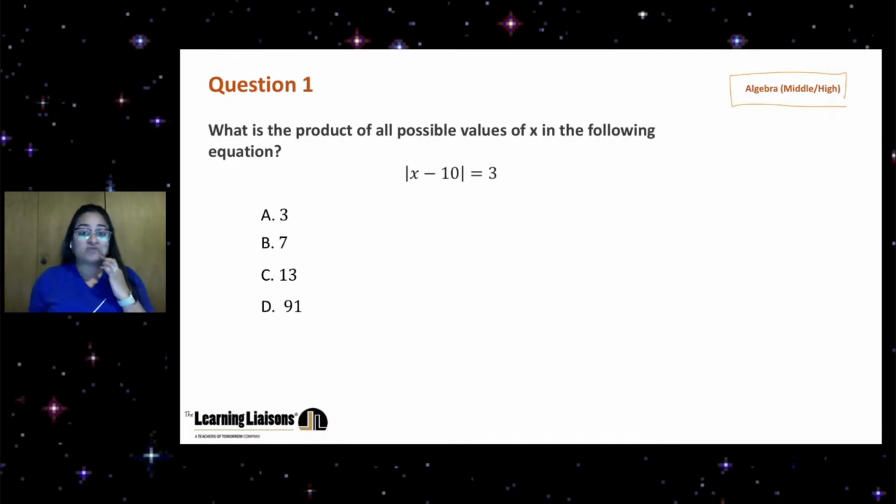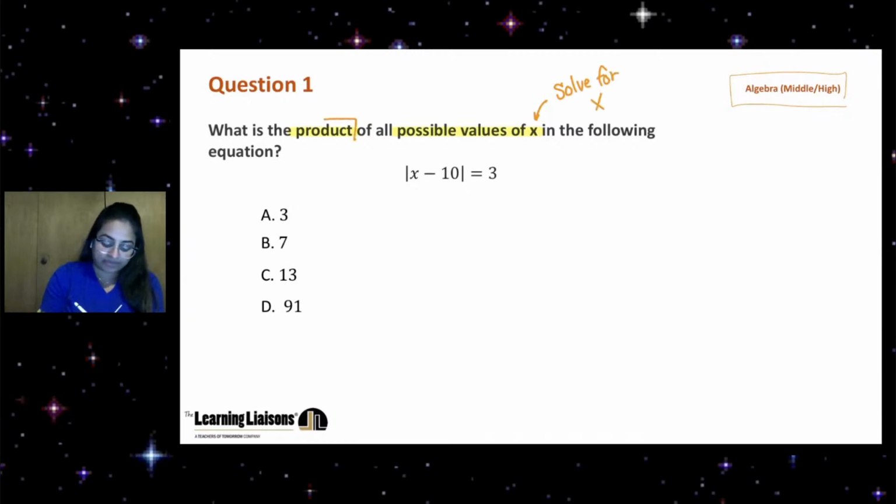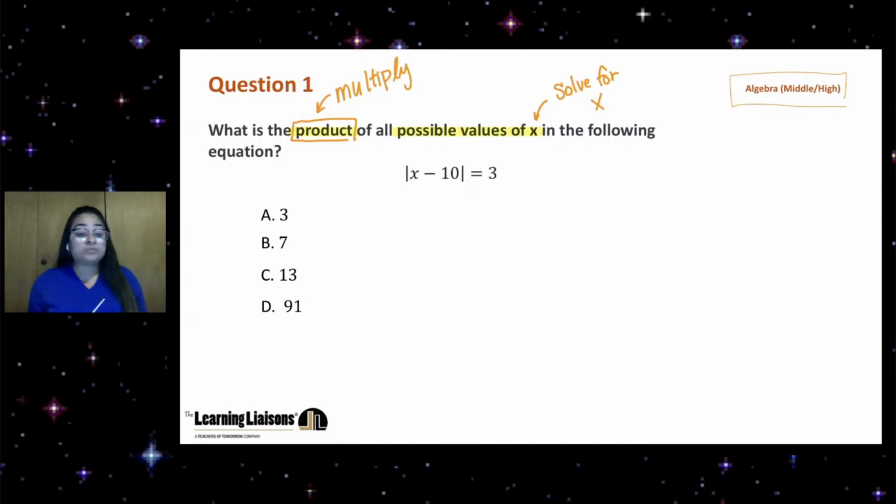What is the product of all possible values of x in the following equation? So first things first, the question is asking us to do what? Find the product, which we have to figure out what that means, of all possible values of x. So by default, we are going to solve for x, and then can anyone tell me what product means? Product. What does it mean? Multiply, add, subtract, divide. I should hear you all the way in New York yelling at me, multiply. Product means to multiply. So in order for us to do this, we have to find our answers and then we have to multiply them.